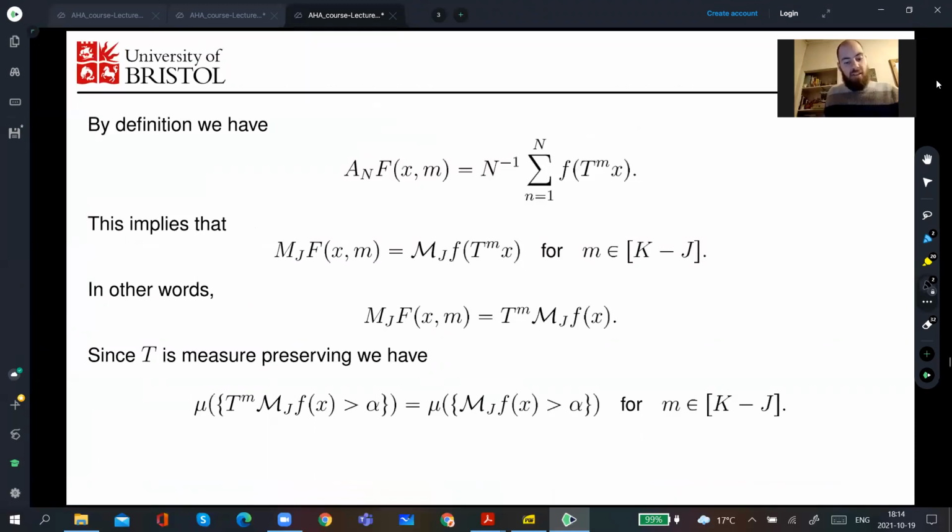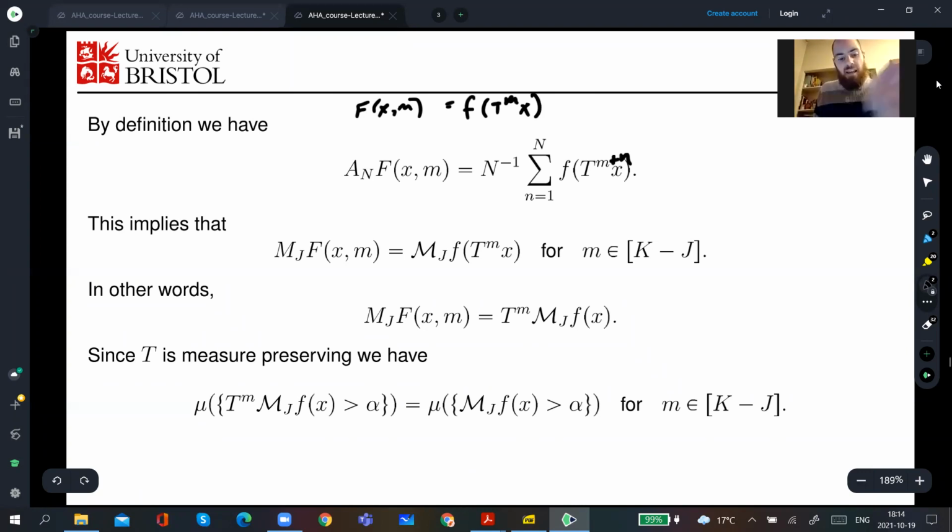Now let's look at the averages in the maximal function. Well, the averages were just defined as this. There should be a plus n there. Remember my f of x, sorry, is f of T^m x. And so when I hit it with T to the n, I just shift, I go further along in the orbit. And then I average over that stretch of the orbit.